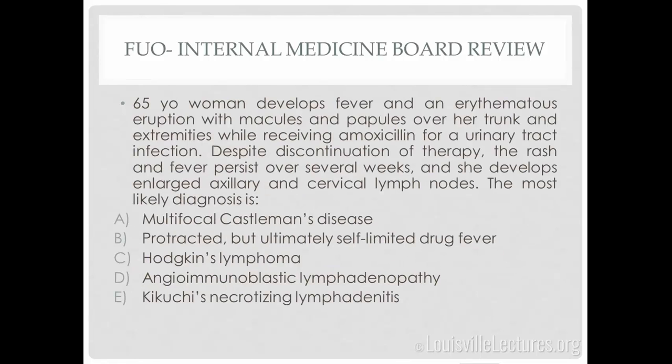All right. What about this one? This is a 65-year-old female who has fever and an erythematous eruption. She has macules and papules all over her trunk and extremities while she was receiving some amoxicillin for a UTI. Despite stopping the amoxicillin, the rash and fever persist for several weeks, and she starts having enlarged axillary and cervical lymph nodes. What's the most likely diagnosis? Do you guys think of Castleman's? Anybody? What about a drug fever?